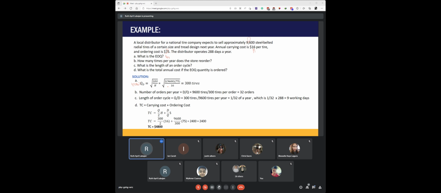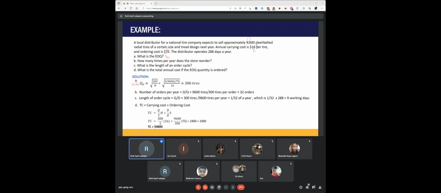So, EOQ or Q sub O, diba, by formula is square root of 2 times DS over H. So, just plug in the values: 2 times the demand, which is 9,600. Ano siya? The ordering cost is $75, kani. And then the carrying cost is $16. Okay? So, you calculate that, it will give you 300 tires. Meaning to say, the optimal order size is 300 tires. Kung mag-order ka, just order 300 tires.